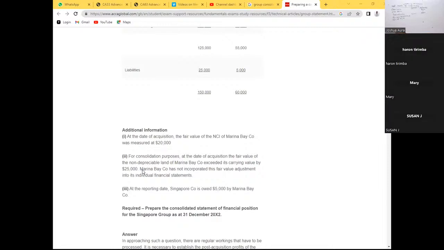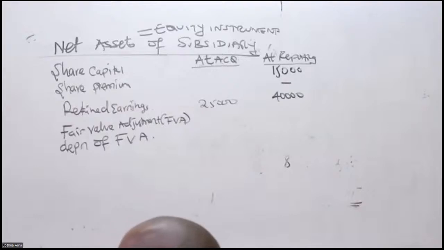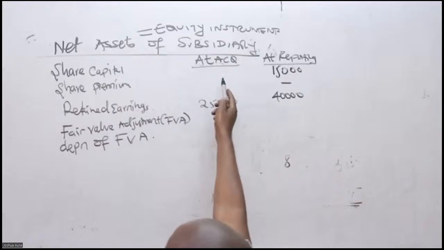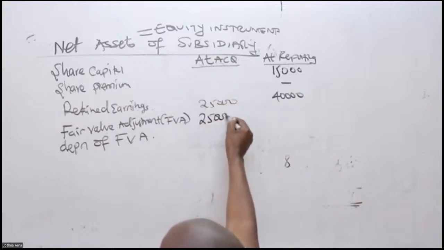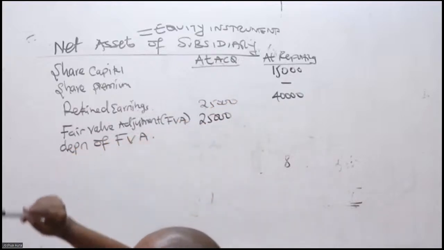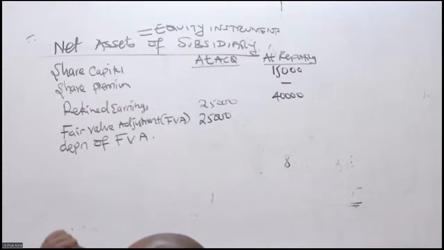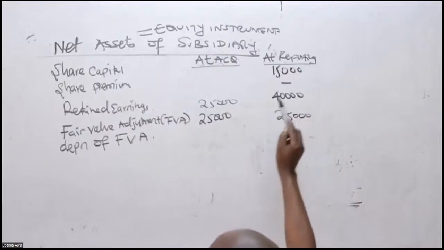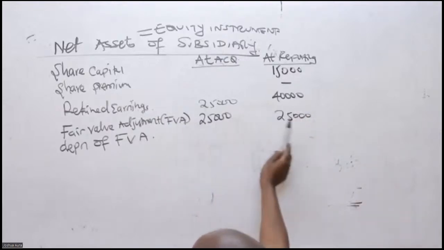And then they revalued some land, which of course is non-depreciable, upwards by 25,000. The valuation is what we call fair value adjustment. Remember, this was done at acquisition, so at acquisition we have 25,000. This fair value adjustment does not change. The fair value adjustment at acquisition is the same as the fair value adjustment at reporting, so in this case it will be 25,000. Normally they are the same.